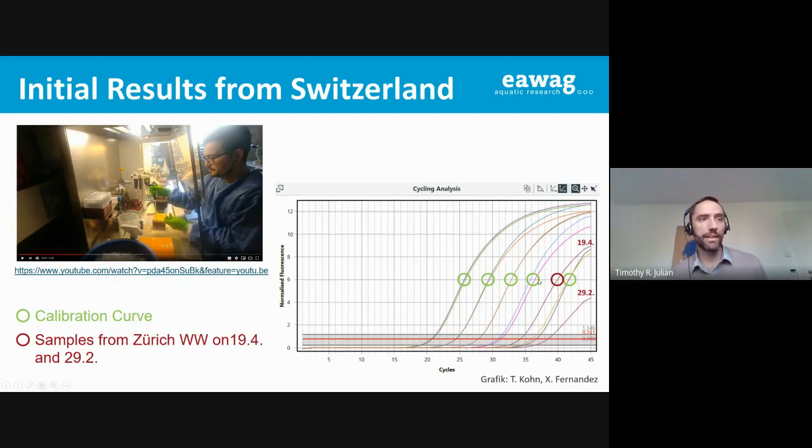So in green are highlighted the standards, and in red are 2 samples from the Zurich wastewater treatment plant, one on the 19th of April and one on the 29th of February. And so what we see here is the 19th of April, when there were quite a lot of cases in Zurich, we get not only a hit for SARS coronavirus 2, but it's also quantitative because it lies within the standard curve. So we can estimate the concentration, and that's what we want to help us inform dynamics.